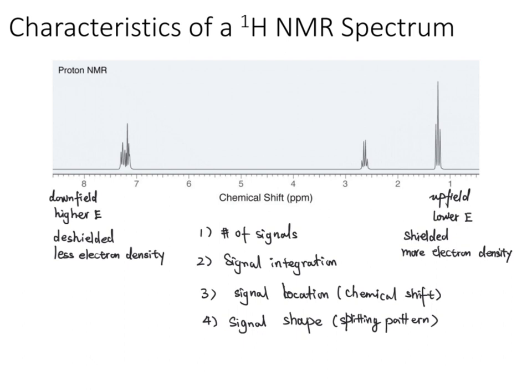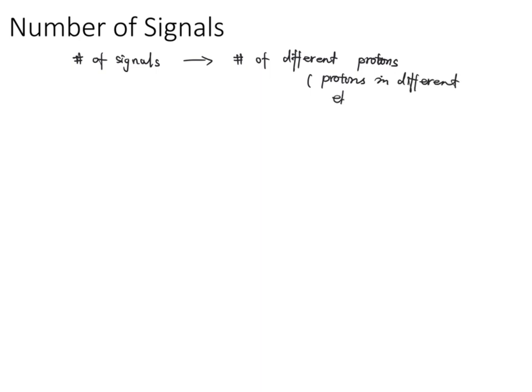Today in this lecture, we are going to focus on the number of signals and the signal integration, and what kind of information we can get from these 2 characteristics of proton NMR. Let's get started. The first characteristic of proton NMR is the number of signals. In general, the number of signals indicates the number of different protons. So what does different proton mean? Here, different proton means the proton in a different electronic environment.